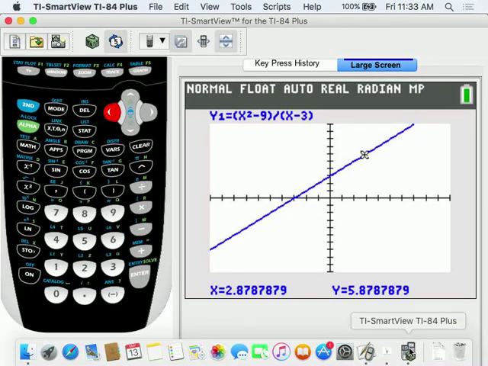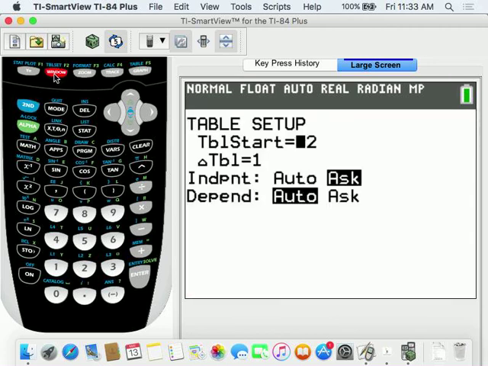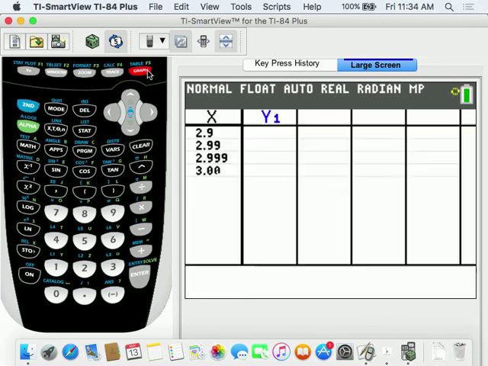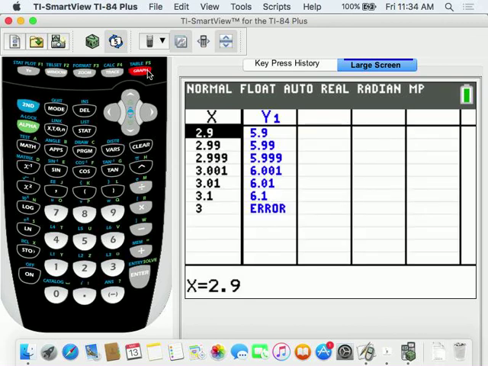Now, you can also find out these values by pressing second window and going to your table setup. Now, if you go down and highlight Ask on your independent section, then when you press second graph, it'll take you to a table where you can actually plug in these values and see them yourself. So if I actually type in 2.9 and enter, it's going to give me the value I would get if I actually plugged it into the equation. That's another feature, and yes, you can use it.